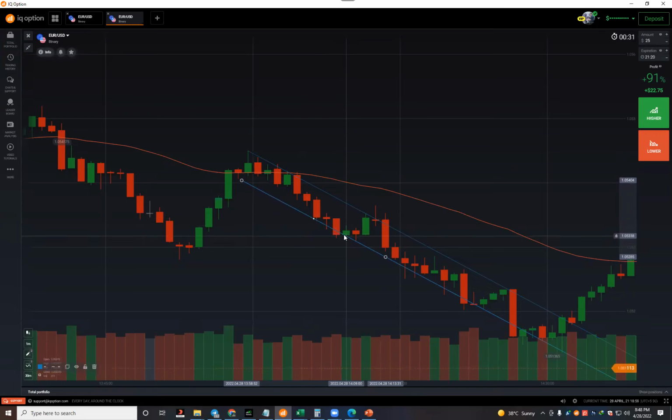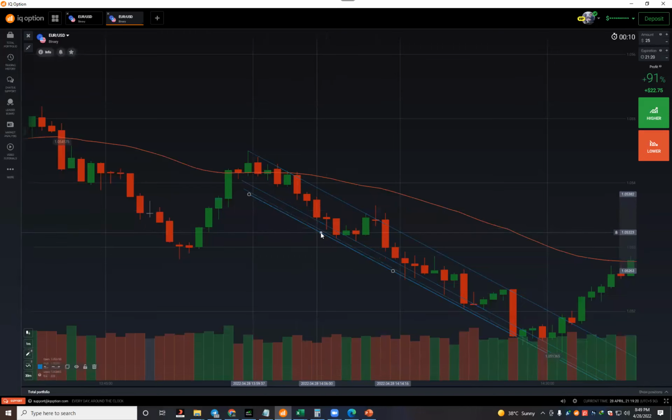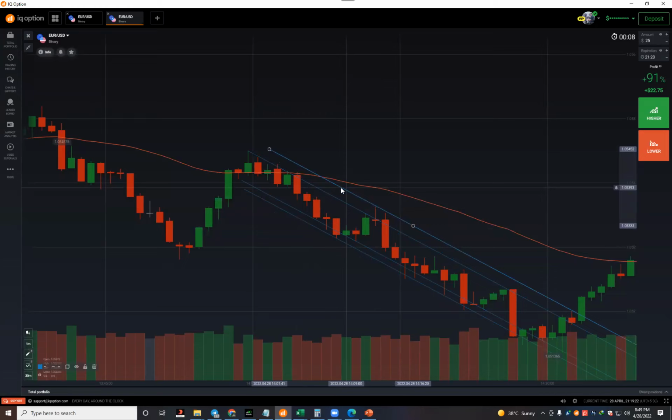If you are thinking that this body is not touching, then put two lines. As we are using the color change zone, it will be the clone zone, right? Trend line zone. So this is your trend line. Now, there is still an above body. You can clone again and fix here. Not a problem, right?